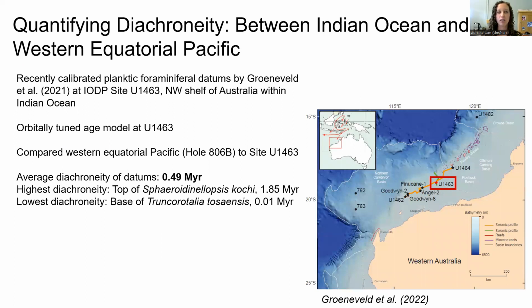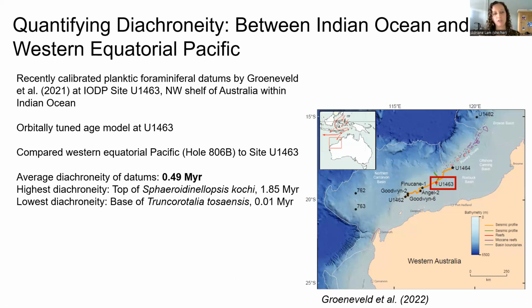So I also wanted to look at diachroneity between the Indian Ocean and the Western Equatorial Pacific. Groeneveld and others in 2021 recently published this paper looking at this suite of sites off the northwest coast of Australia. And one of their sites, IODP site U1463, they also calibrated planktic foraminiferal events at that site. What's really great about their site is that they have an orbitally tuned age model. So this was a really phenomenal opportunity to compare their datum dates to hole 806B in the Western Equatorial Pacific.